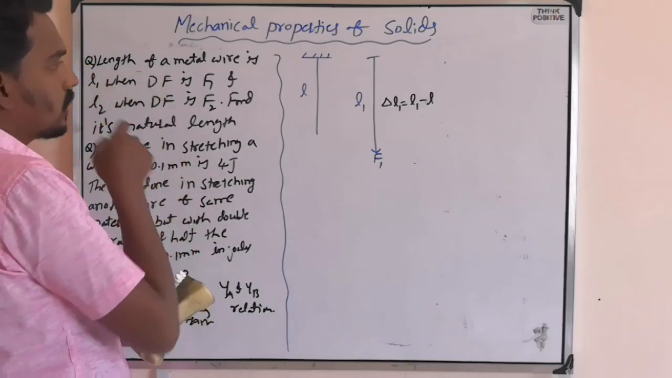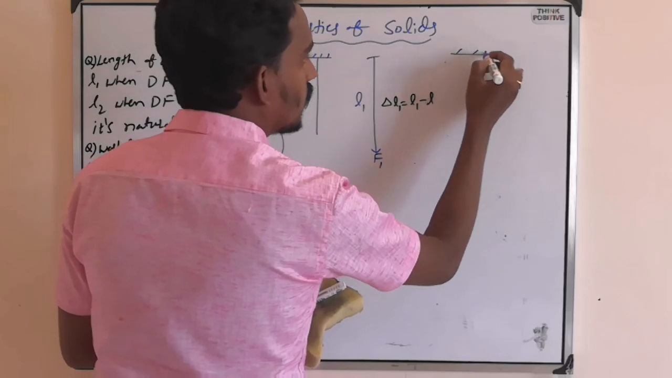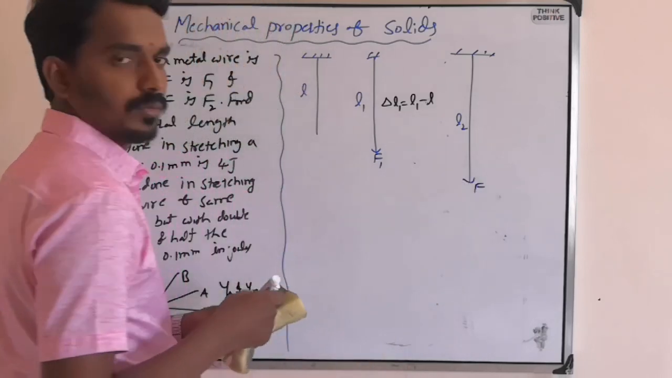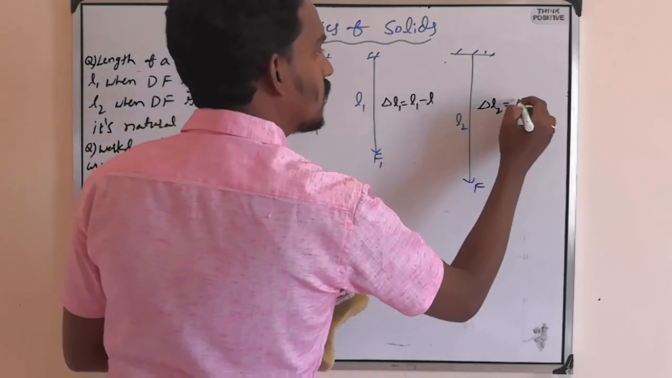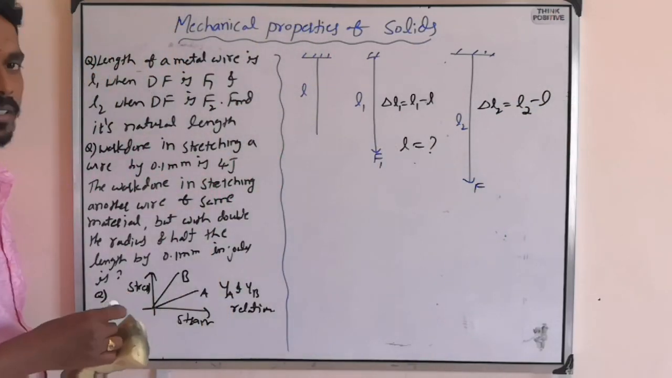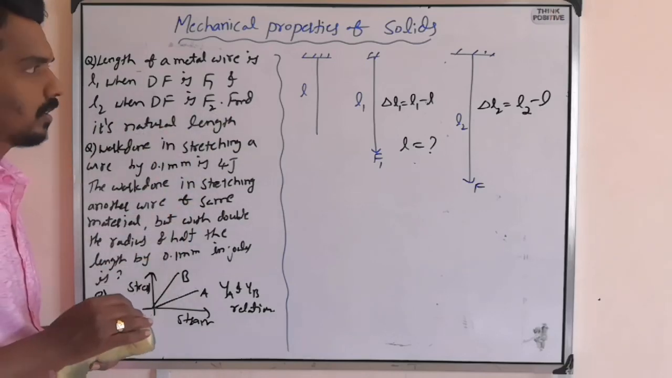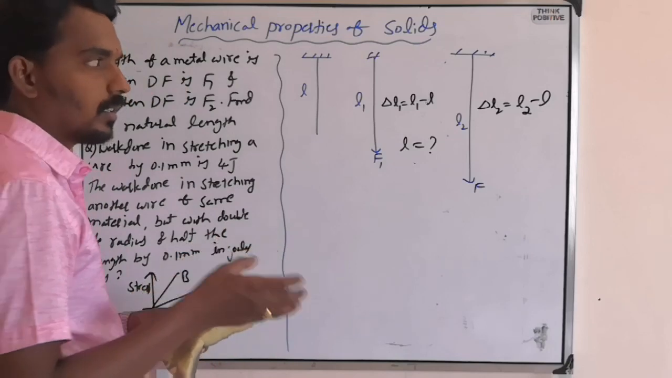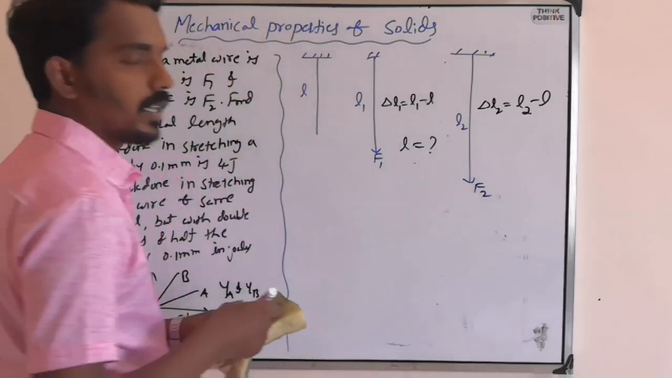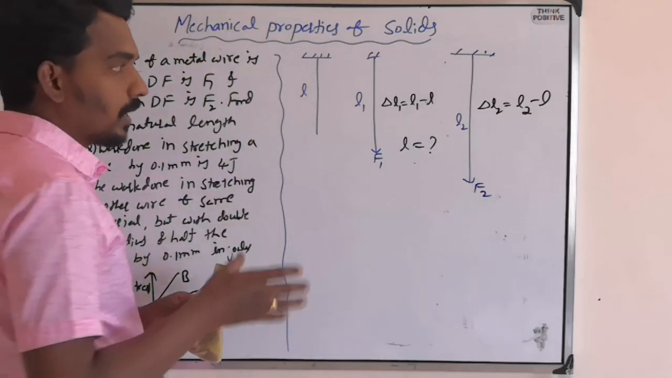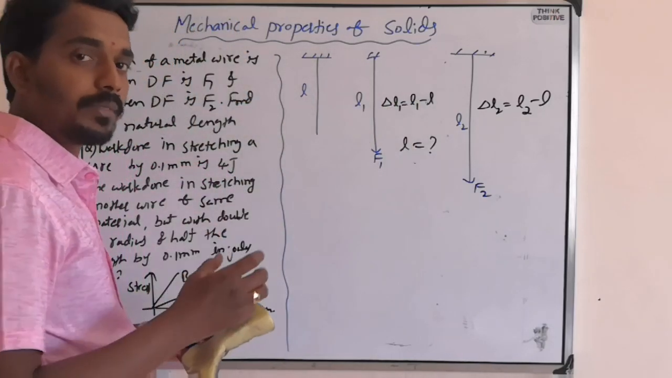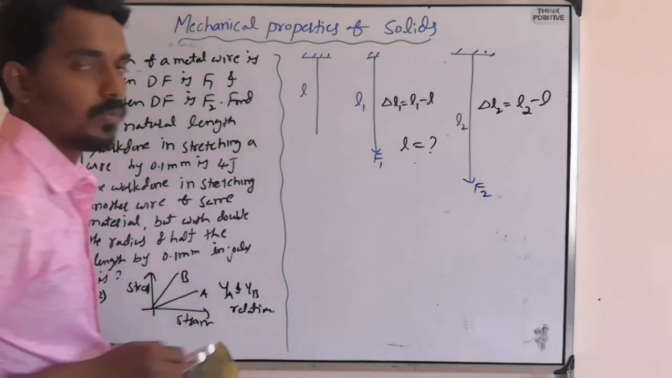And the length of the wire became L2 when you apply force F2. Now delta L2, the change in length, is L2 minus L. And they are asking you to find L, the natural length. When you apply force F1, the change is something. When you apply some other force, F2, the change is something else. They did not mention the extension. They mentioned the length of the wire after applying the deforming force.